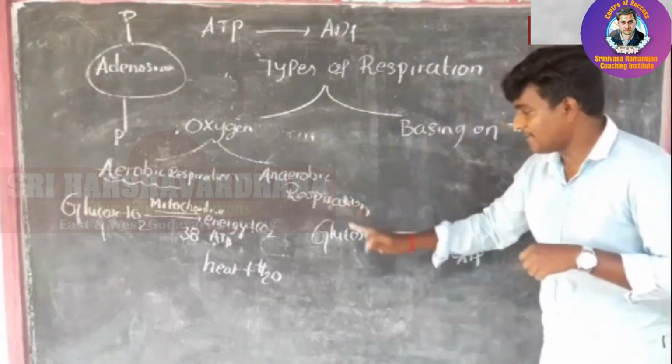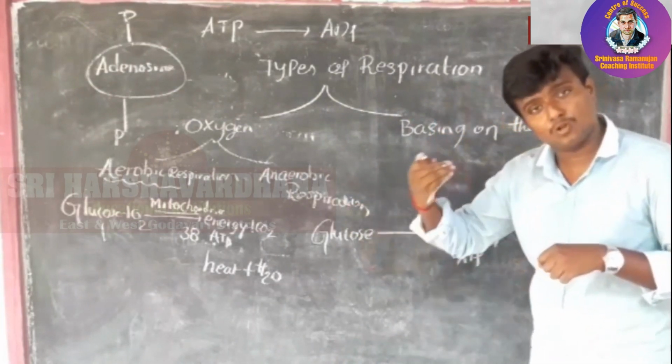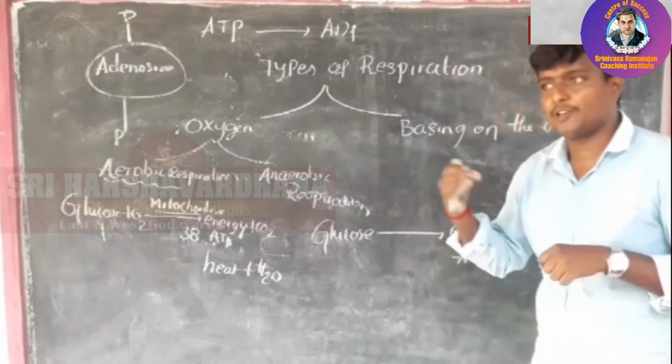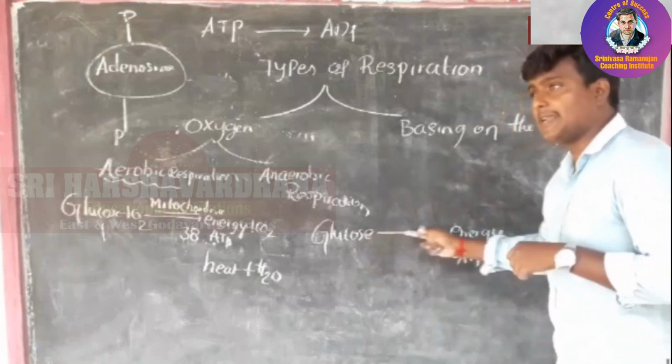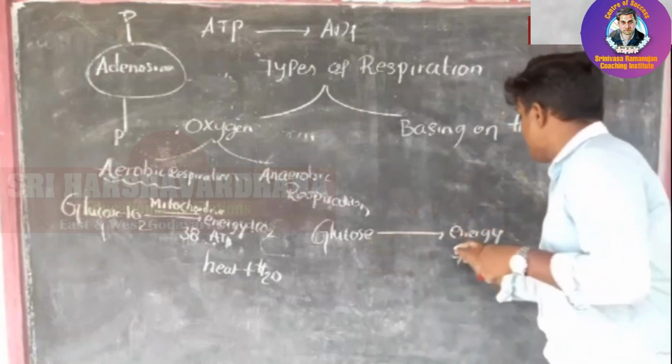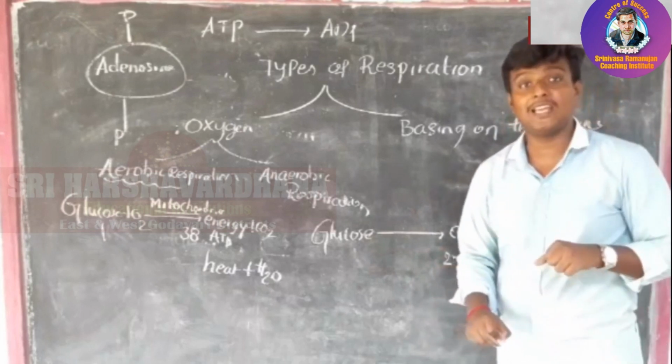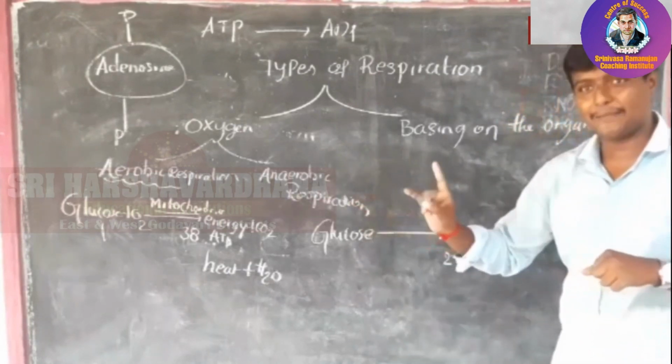But in anaerobic respiration, glucose can liberate energy without oxygen also. But how much energy can it liberate? Without oxygen, the glucose liberates only 2 ATP. Only 2. So here you have some idea.